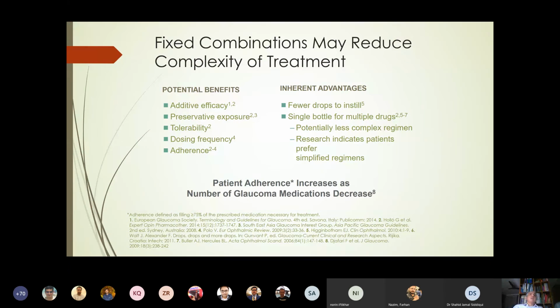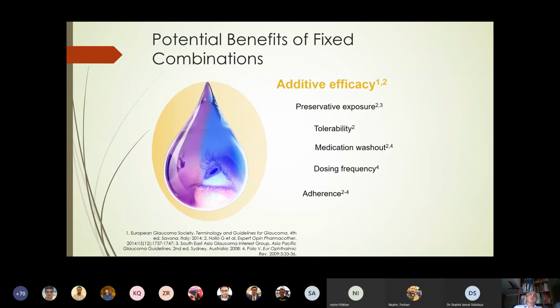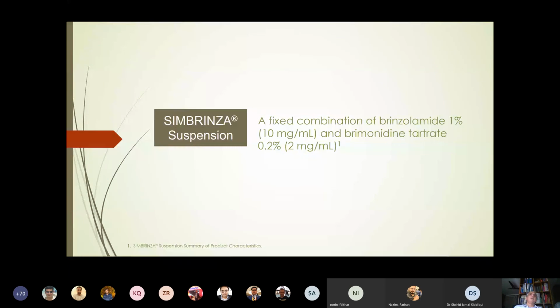So fixed combination has potential benefits. Obviously the preservative exposure is less, the tolerability is better, and the patient adherence is better. Patient comes in saying, I've got so many drugs to put in, doctor, what have you given me? So fixed combination should be considered when patients fail to reach their target IOP with monotherapy, and is preferable to two separate instillations, more convenient and decreases the number of applications per day. Preservative exposure, tolerability, dosing frequency and adherence are all better, which we have all seen.